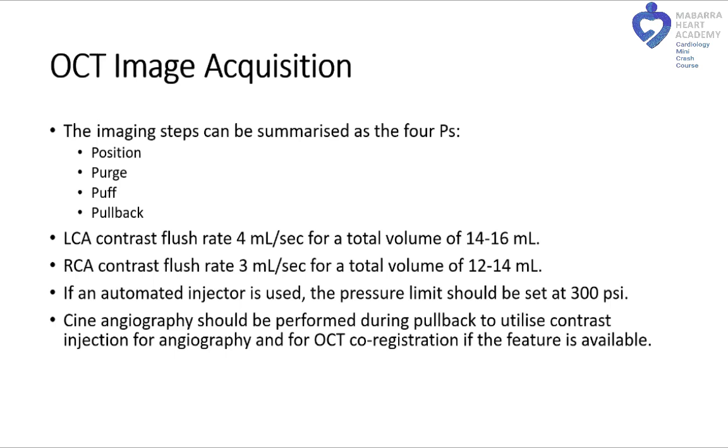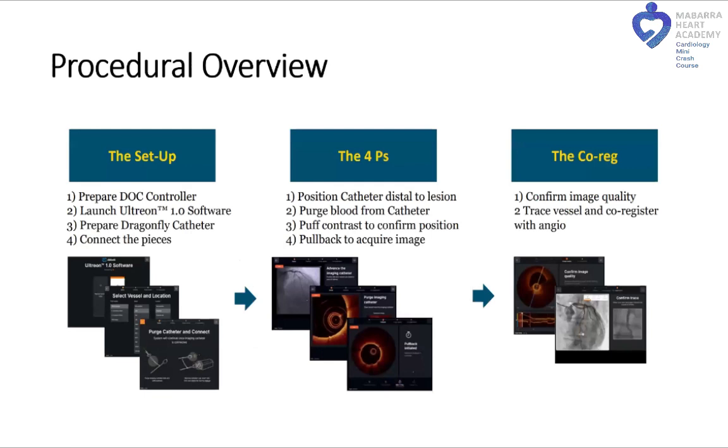If you're using an automated injector, the recommended contrast flush rate should be 4 ml per second with a total volume of 14 to 16 ml. If you're imaging the RCA, then it's recommended to use a contrast flush rate of 3 ml per second and a total volume of 12 to 14 ml. And for the automated injector, the pressure limit should be set at 300 psi. You need to do a cineangiography during the pullback to utilize the contrast injection for angiography and for OCT co-registration if the feature is available. So these are the steps.